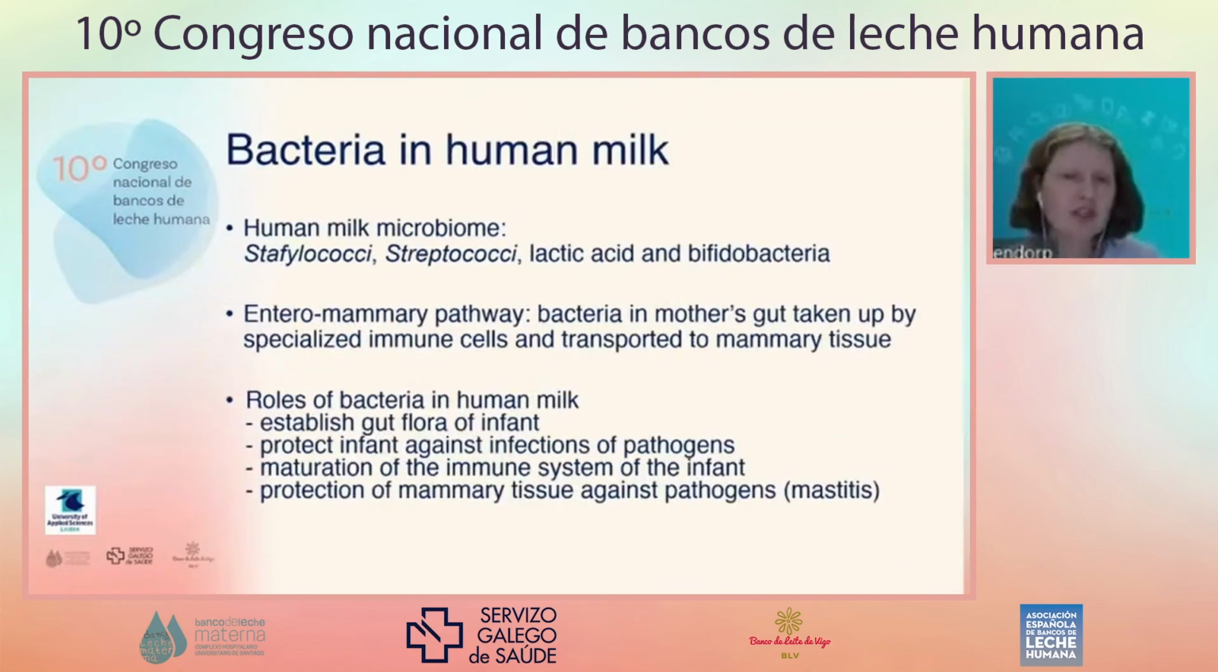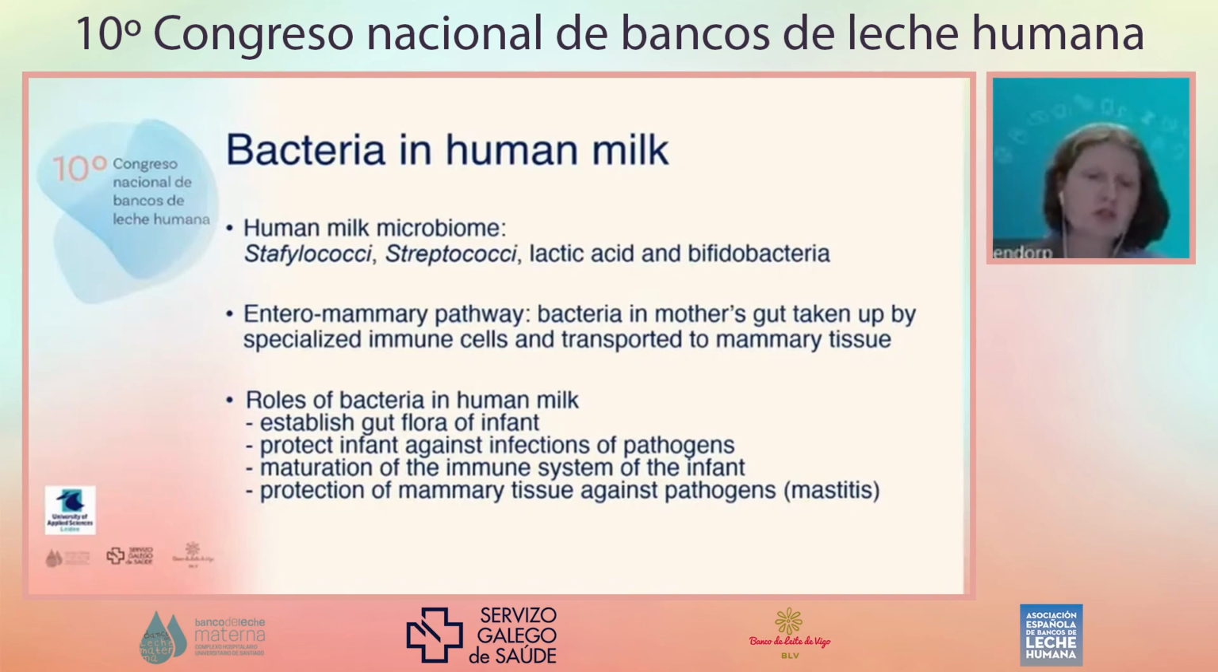So first of all, a long time ago, people thought that human milk was sterile, but we found that there are many bacteria in there, and most of them are usually there, and we call them the human milk microbiome. There is a theory that these bacteria are more or less the same as the bacteria found in the mother's intestine, and that they are taken up by specialized immune cells, dendritic cells, and then transported to the mammary tissue. And of course, there the bacteria get into the milk and into the baby, and help to establish the gut flora of the infant.